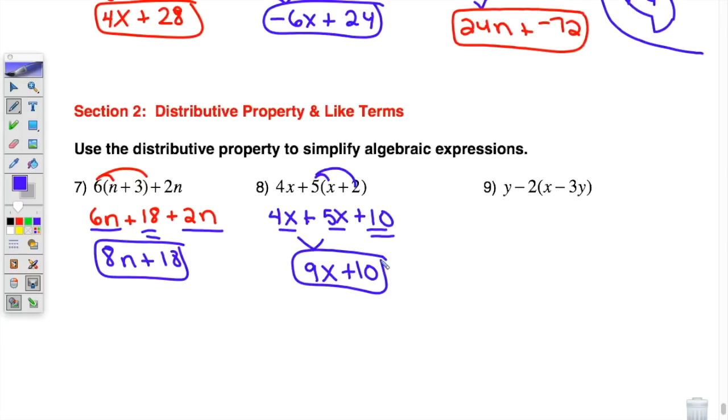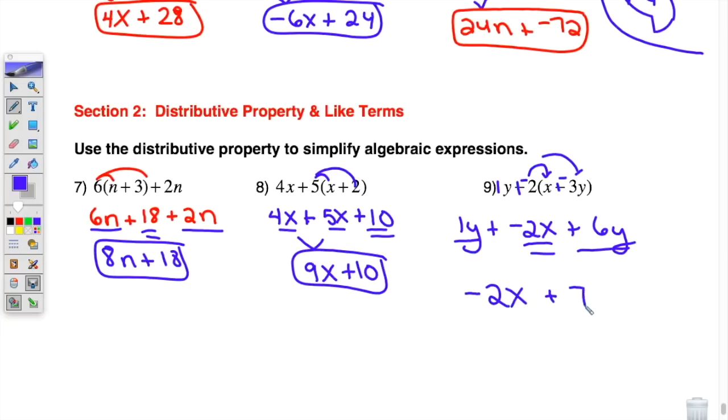Number 9, we have y minus 2 times the difference of x minus 3y. Change subtraction to add in the opposite. We can put a 1 in front of the y, so we have 1y plus, distribute your negative 2 to the x, so that's negative 2x, plus your negative 2 times the negative 3y, that gives you 6y. Combine like terms, we have our y's and our x's, but we want to put them in order alphabetically. So our negative 2x goes first, plus 7y. And that's your final answer.